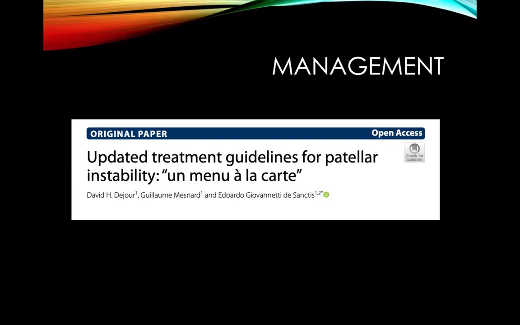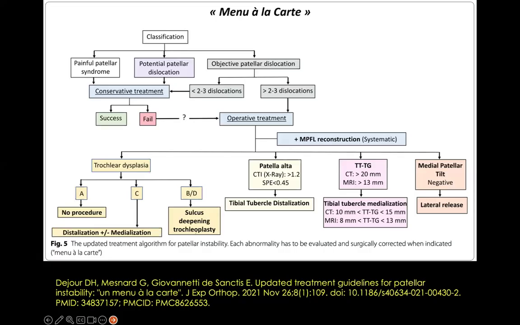This has been very nicely described in a paper by David DeJour, wherein he has given a very nice algorithm for the management of patellar instability. He has classified it into painful patellar syndrome, potential patellar dislocation, and objective patellar dislocation. In painful patellar syndrome, you are going to have all your symptoms of patellar instability. And in potential patellar dislocations, you can also elicit the signs of patellar instability. So, essentially, for both of these types of conditions, the treatment is conservative.